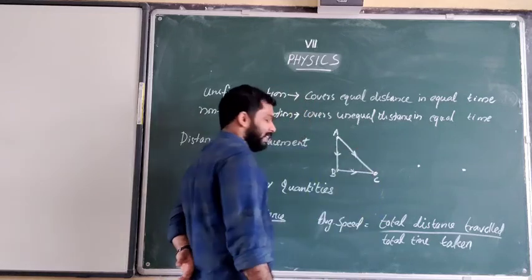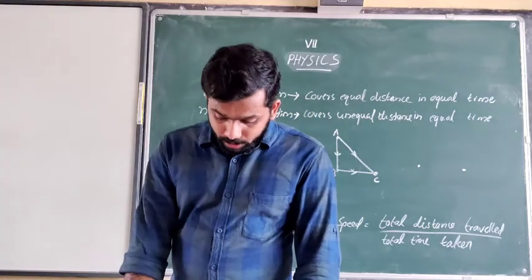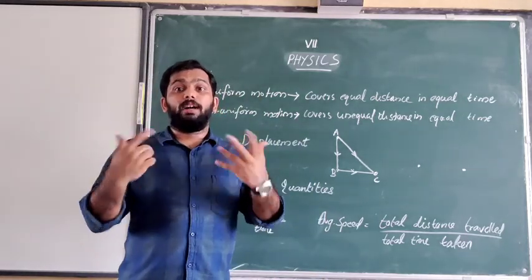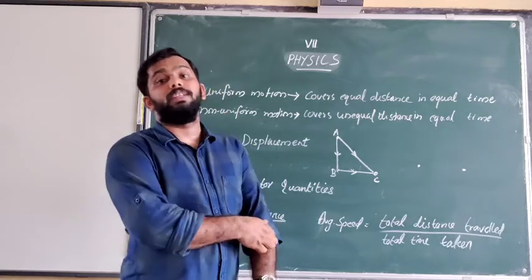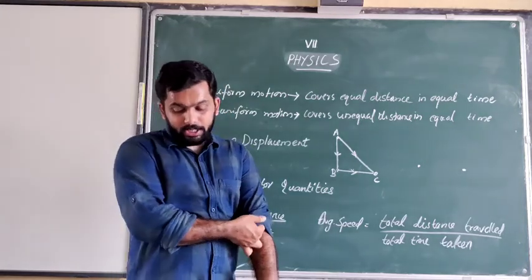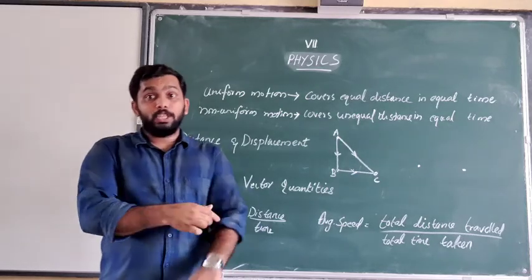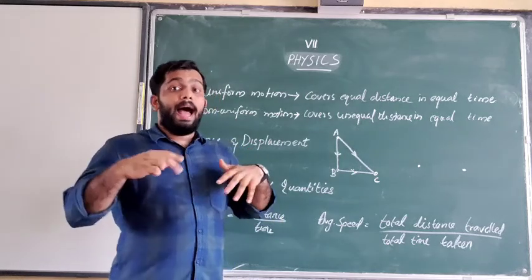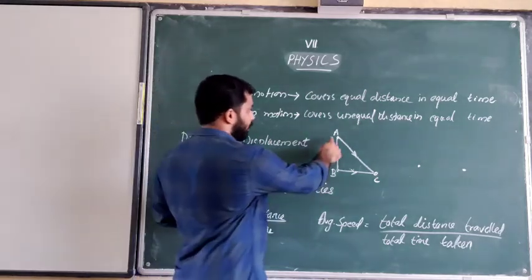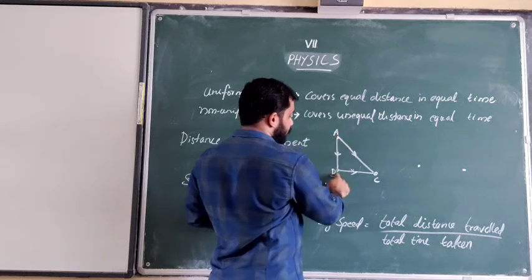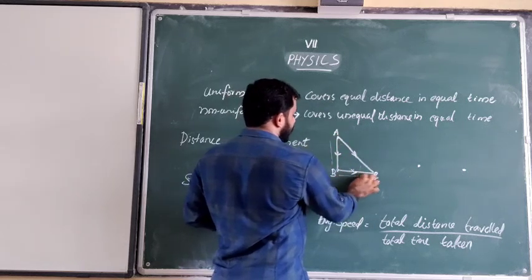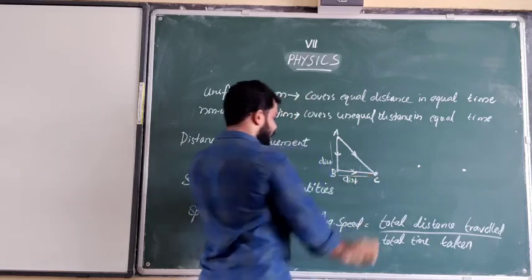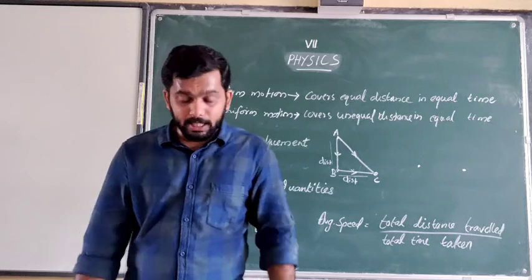Distance is the total length covered by an object. Distance traveled by a moving body is the actual length covered by it. What is the actual length covered? This is from A to B, then here to C. So this is called distance.